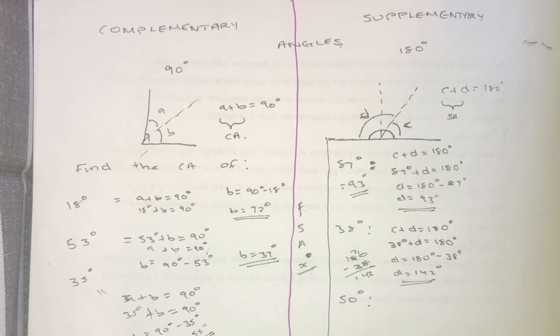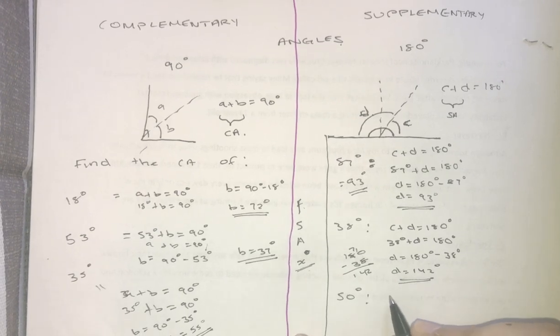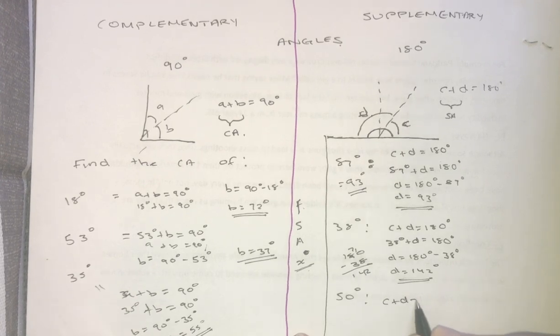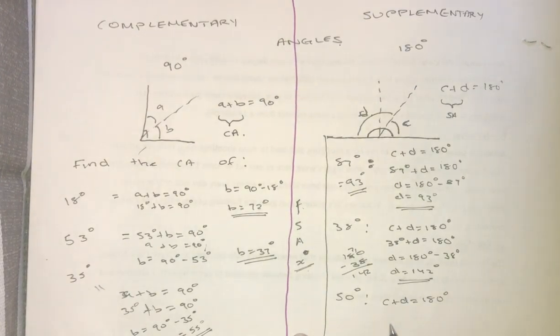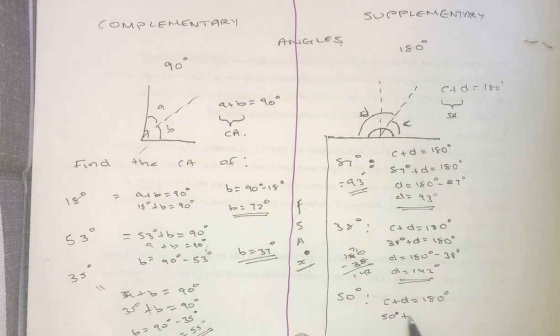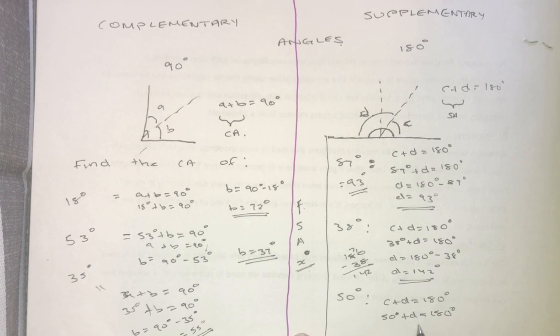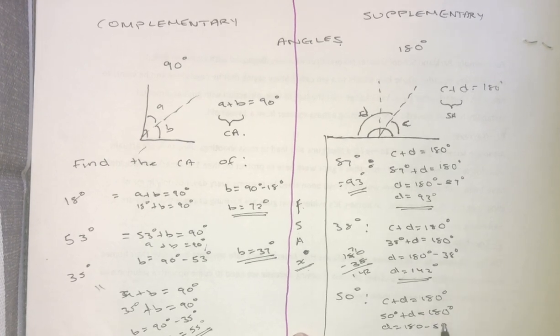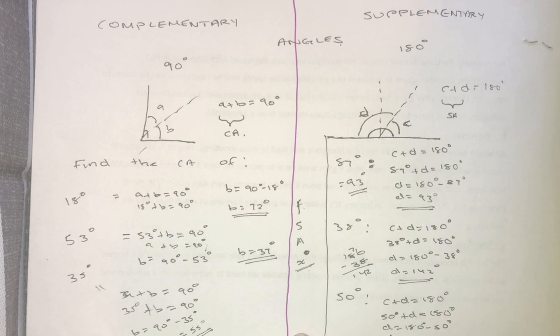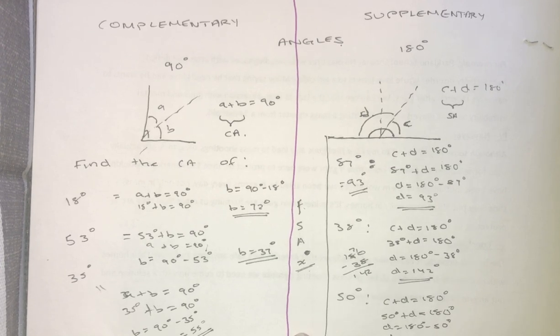If you think you've mastered it already, pause the video and come back to check if your answer is right. If you still need more help, continue watching. Okay, so 50 degrees. First you put the formula. C plus D is equal to 180 degrees. You substitute, so 50 degrees plus D is equal to the constant 180 degrees. According to algebra, you collect the numbers on one side. So that's going to be D is equal to 180 degrees minus 50 degrees. D is equal to 180 minus 50, that's 130 degrees.